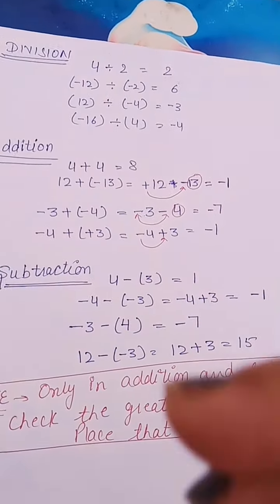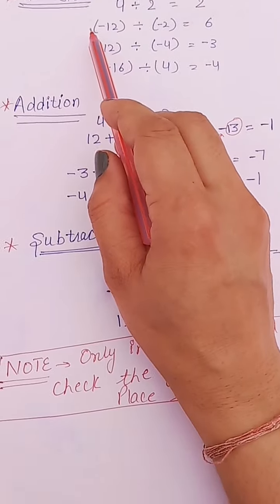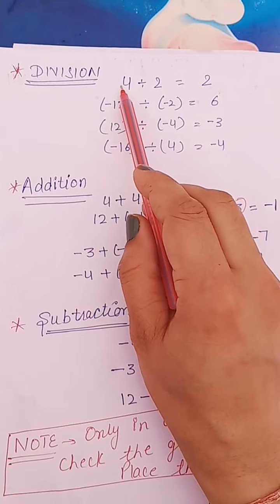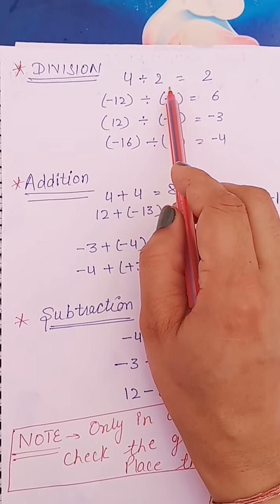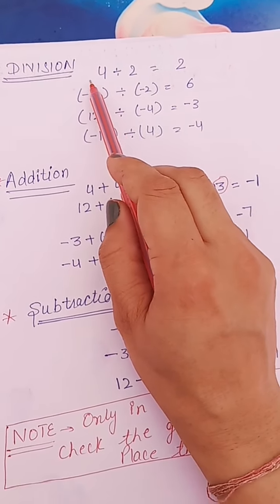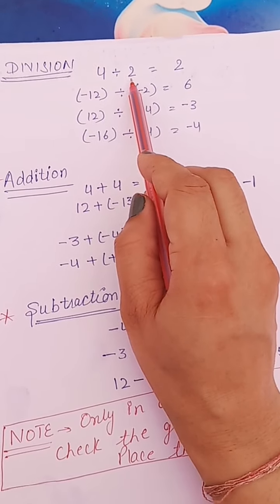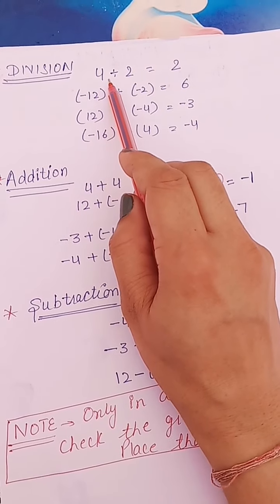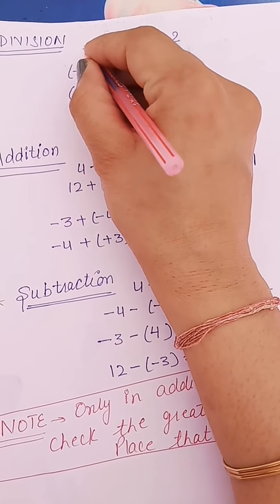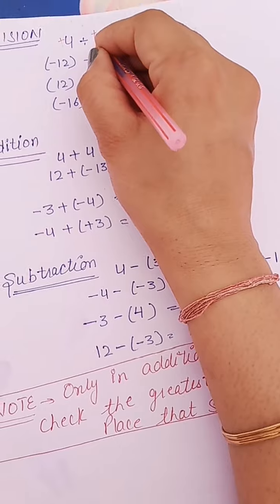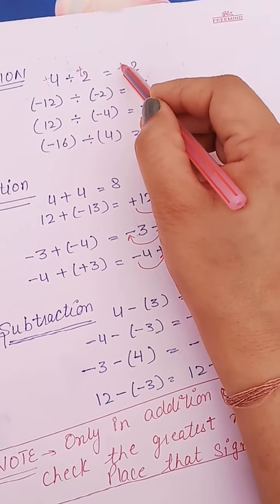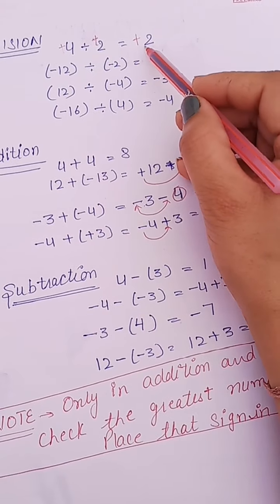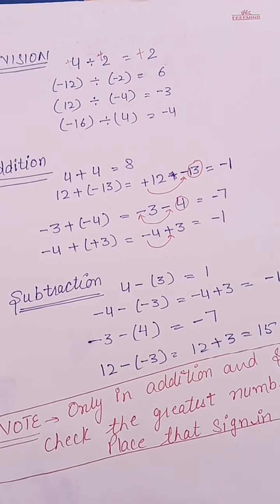Your first is division. You have to follow this procedure. The first number is in positive form, and the second number is also in positive form. You have to divide these two numbers. 4 divided by 2 will be 2. Here 4 is in positive form, and as you can see, 2 is also in positive form. Then your answer will also come in positive form. You can say that +2 or 2 is your answer.